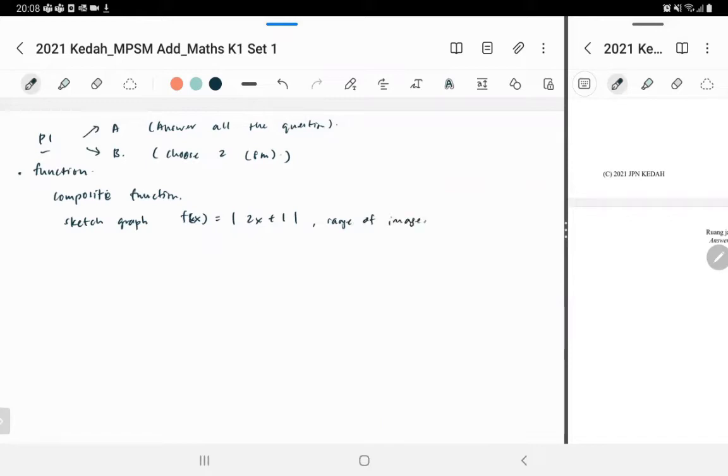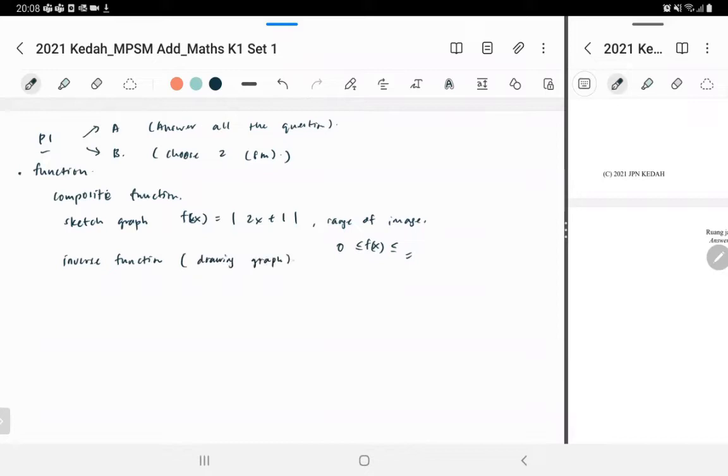That means you need to write out what is the range of the image, the f(x). Your answer shall be f(x) more than or less than something. Normally it starts with 0 and then goes to the maximum point like that. So composite function, sketching graph, finding the range of the image, and also pay attention to the inverse function, where the inverse function involves drawing graphs also.